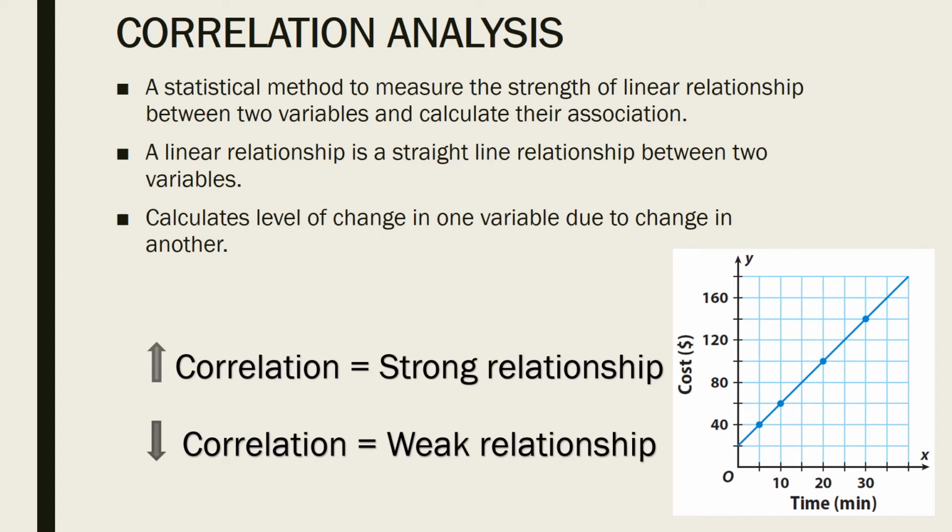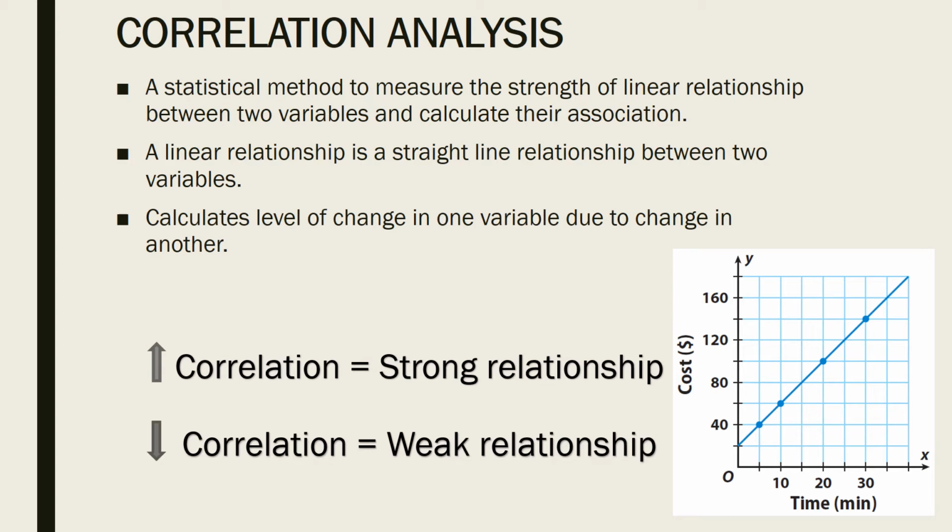Okay, now we'll move on to our topic, correlation analysis. Correlation analysis is nothing but a statistical method which is used to measure the strength of linear relationship between two or more variables and calculate their association. A linear relationship is a straight line relationship between two variables. It calculates the level of change in one variable due to the change in another.